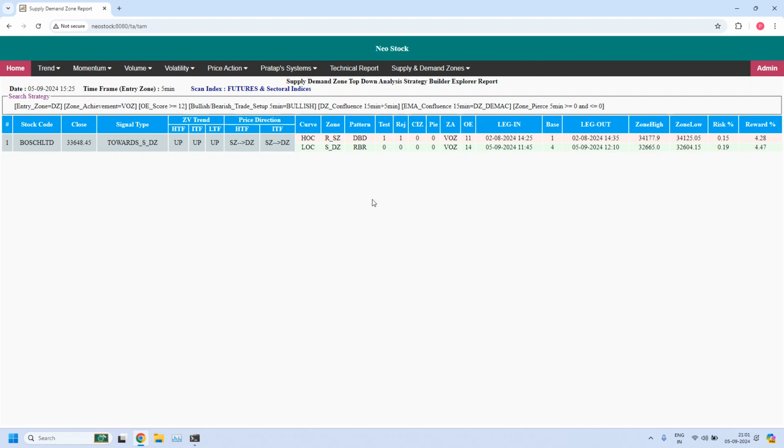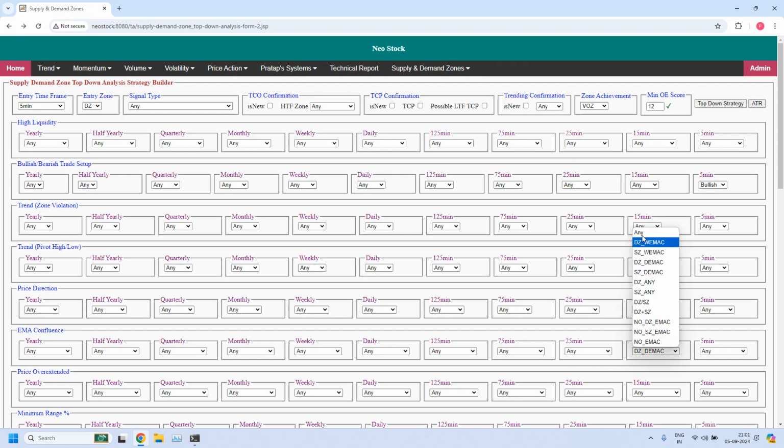Okay, this is a bullish trade setup. This is the bullish trade setup for hourly income trade, and having 15 minutes and 5 minute zone confluence. Also, the 15 minute zone is having EMA confluence. Next, I am going to remove this EMA filter.